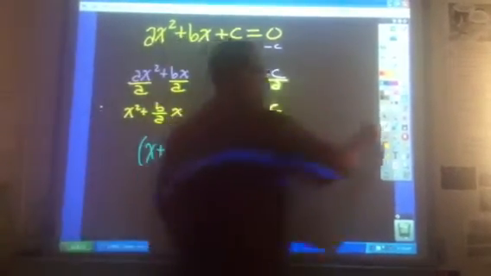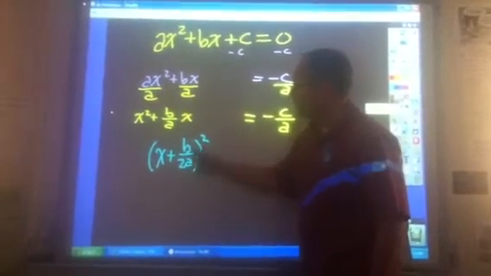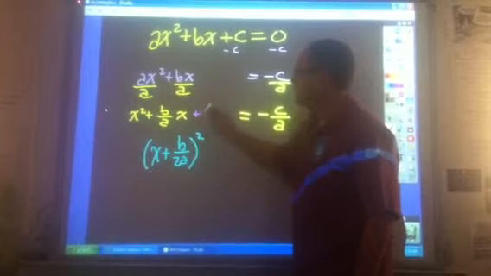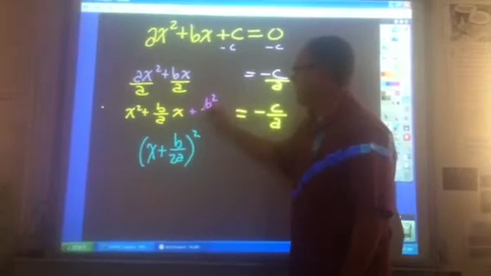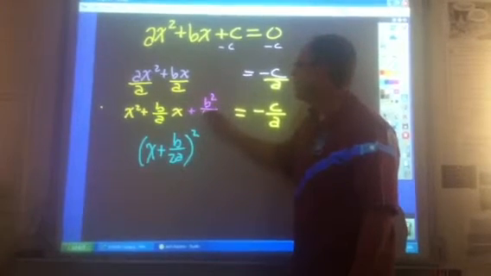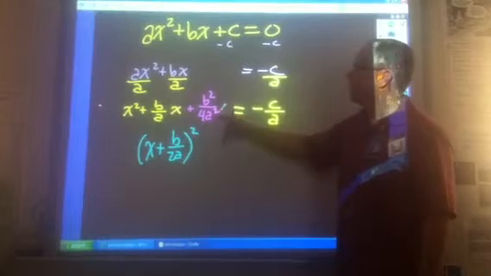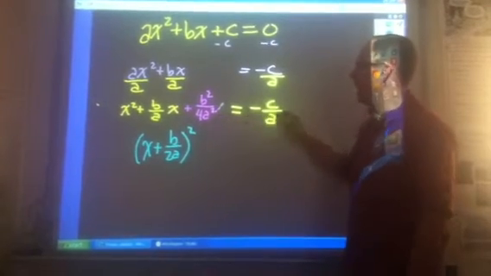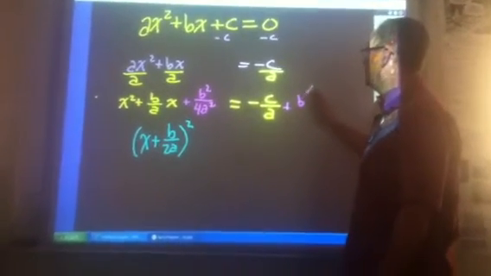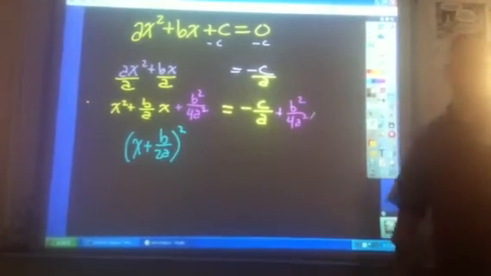Now I'm going to square b over 2a. What's b times b? b squared. What's 2a times 2a? 4a squared. So if I add b squared over 4a squared to one side, I can add it to the other side. You still with me? Does that make sense so far?